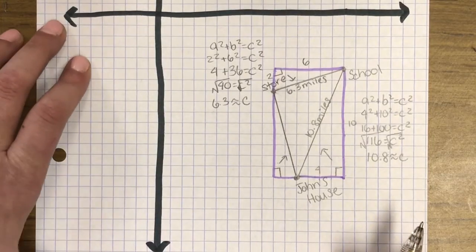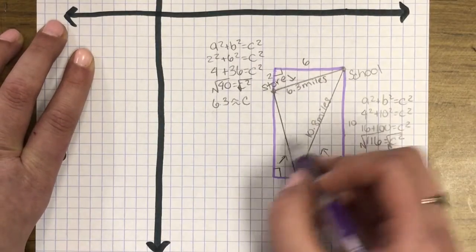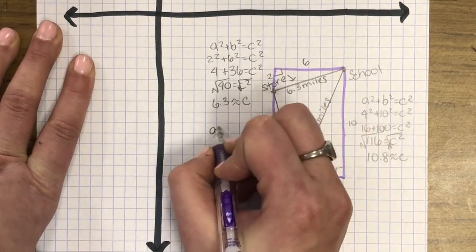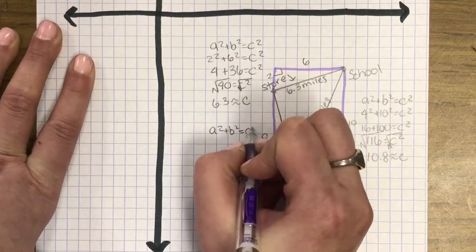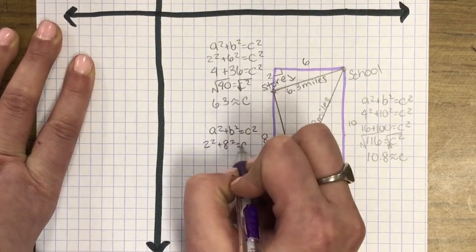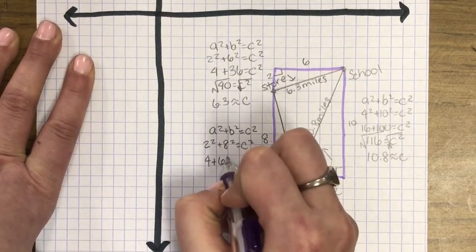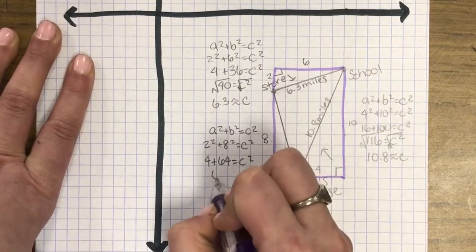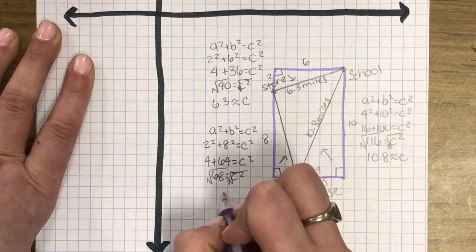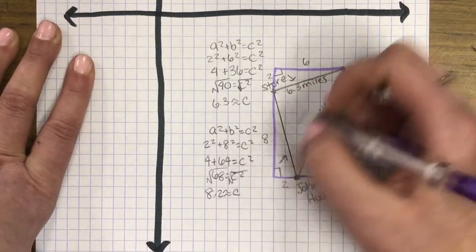The last distance I need to find is from the store to his house. Again, I'm solving for the hypotenuse, where the base is 2 and the height is 8. So I have 2 squared plus 8 squared equals c squared. So I have 4 plus 64, which together makes 68. When you find the square root of that, you get about 8.2.